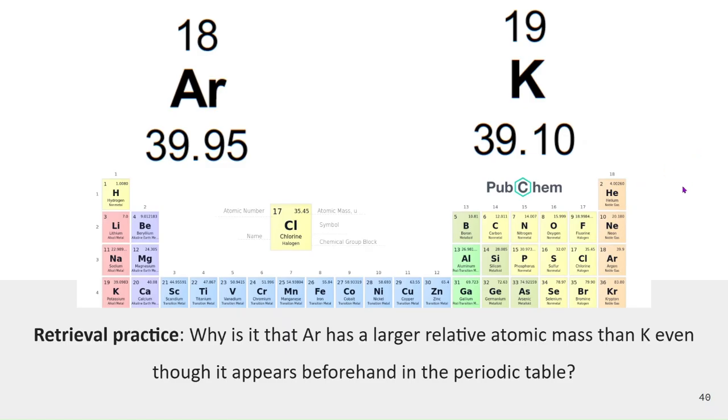So let's look at this question. Why is it that argon has a larger relative atomic mass than potassium, even though it appears beforehand in the periodic table? So I give you a picture, right? You can see potassium's over here, argon's over here, and then we have their relative atomic masses, which you could also find on the periodic table. Why is argon heavier, right? So take a second to think about that. Think about what we learned last week. Pause the video, write down your answer, and then I'll talk about it.